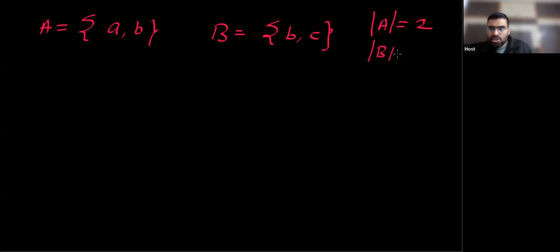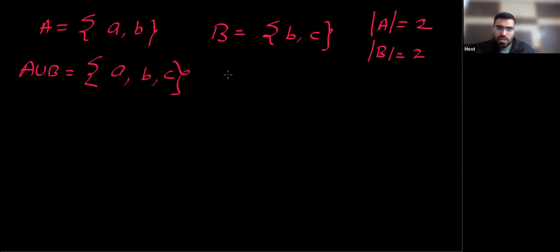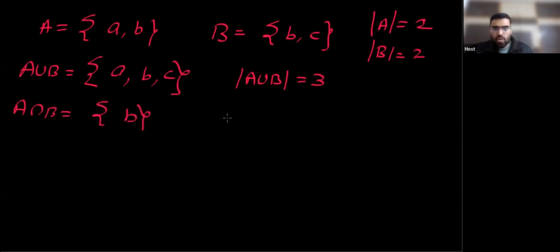And you can notice what is A union B. The union means basically all the elements. So A will be here, B will be here, C will be here. This is the union. So what is the cardinality of the union here? Here the cardinality of the union is 3. What is the intersection? The intersection means common elements. So here is the common element. What is the cardinality of the intersection? That is 1.